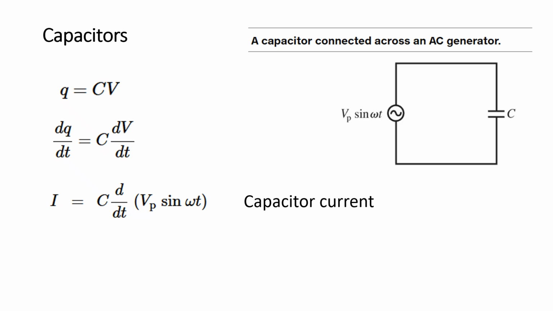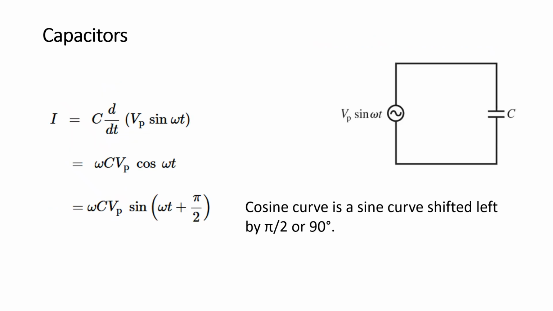Now it needs to be noted that this capacitor current is the current to the capacitor plates. It doesn't actually go through the capacitor. So we have current equals C times the time derivative of Vp sine omega t. And let's take that derivative. In taking the derivative, we'll take the omega and throw that out to the left, times Vp cosine omega t.